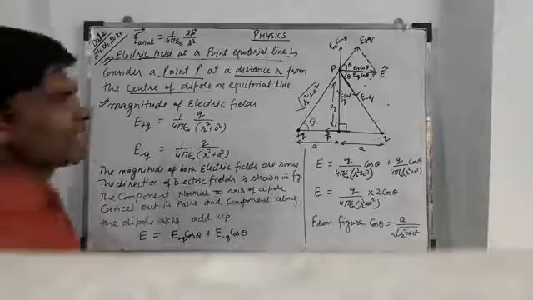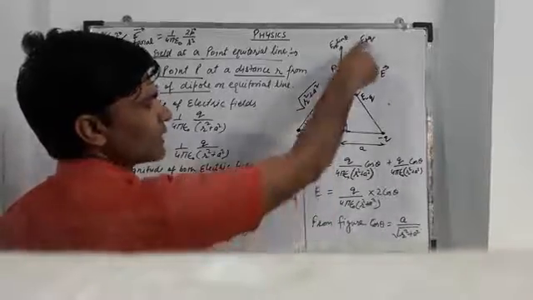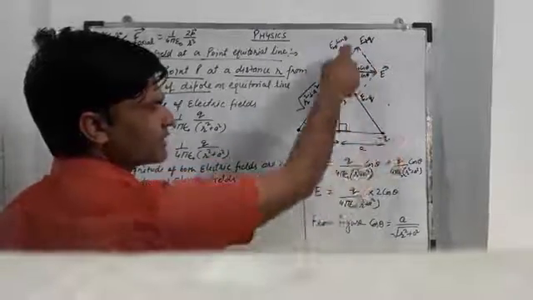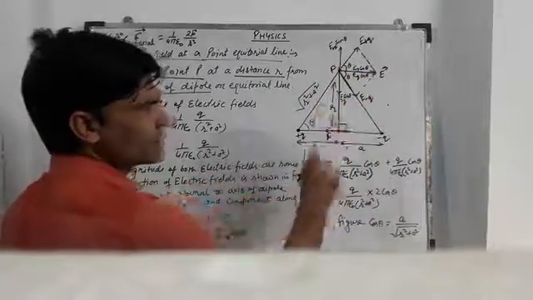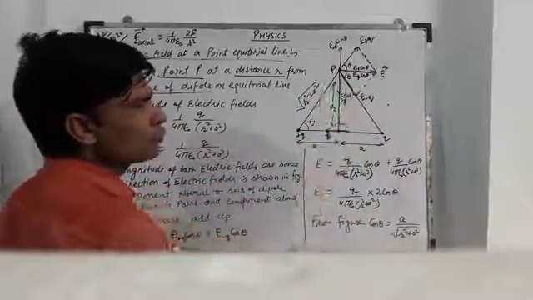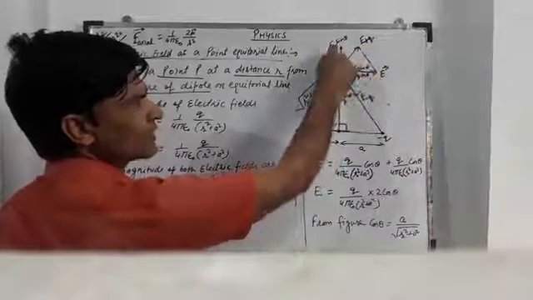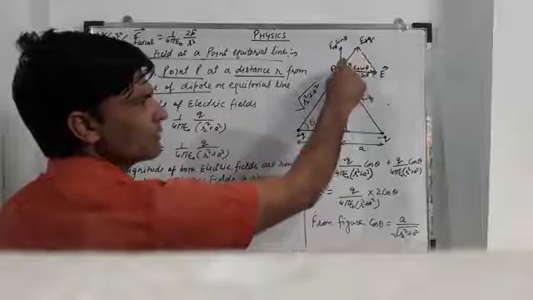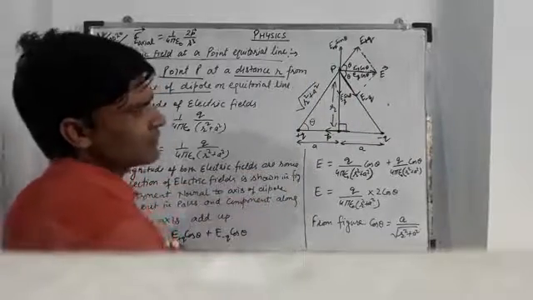First come to the diagram. In the diagram you can see that for the positive charge the electric field is outward, but for the negative charge it is inward. Now it makes an angle theta, so it breaks into two components. For plus q: E plus q cos theta, E plus q sin theta. For minus q: E minus q cos theta, E minus q sin theta.